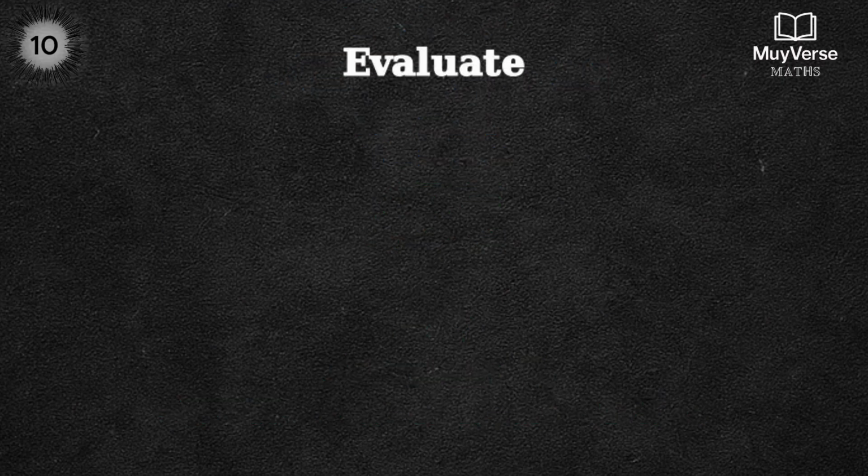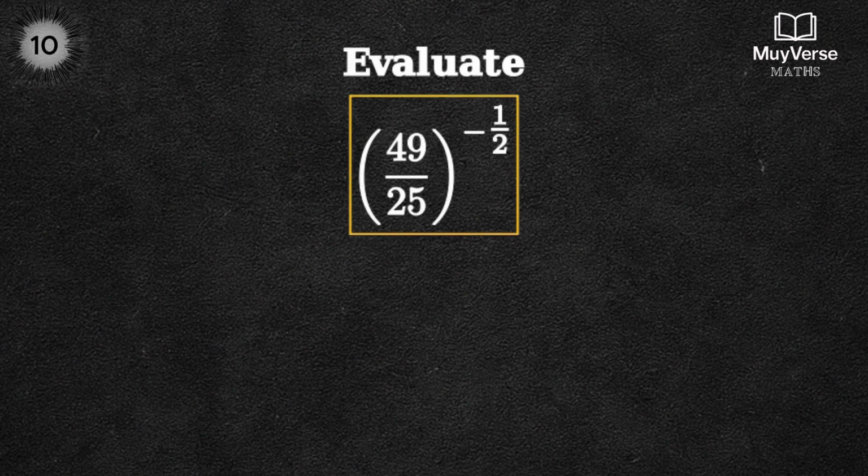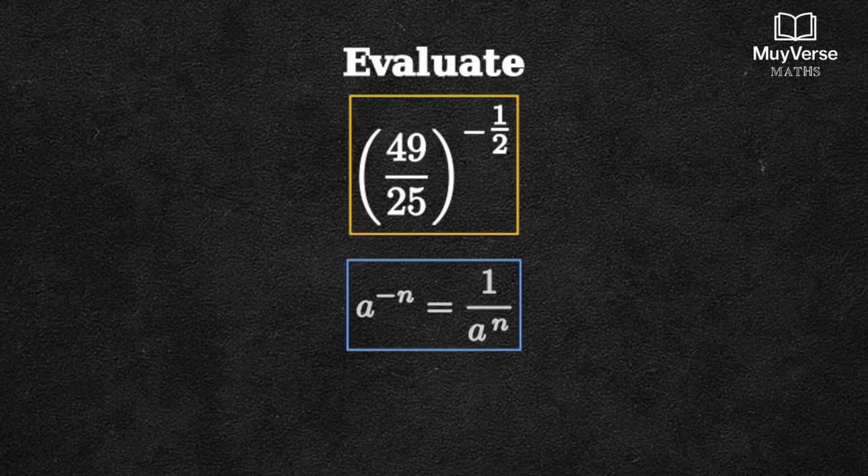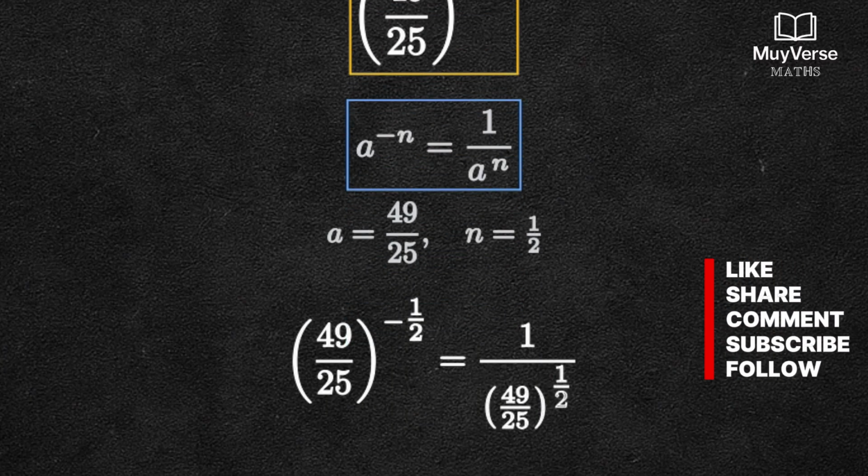In this lesson, we'll evaluate the expression open parenthesis 49 over 25 close parenthesis to the power negative 1/2. We'll move slowly, highlight each rule, and never skip a step. Step 1. Use the negative exponent rule. For any non-zero a, a to the power negative n equals 1 over a to the power n. Here the base, a, is 49 over 25, and n is 1/2. So our expression becomes 1 divided by open parenthesis 49 over 25 close parenthesis to the power 1/2.